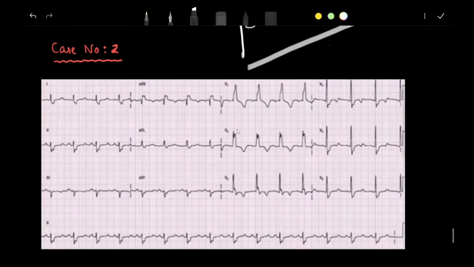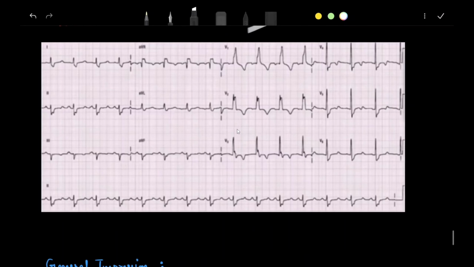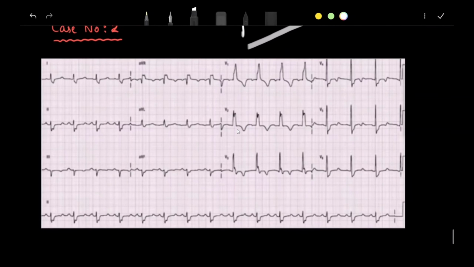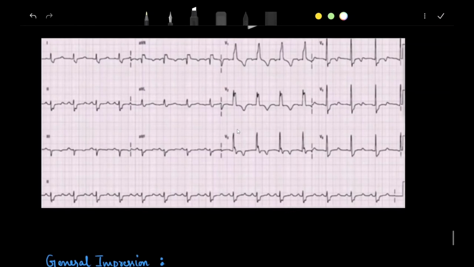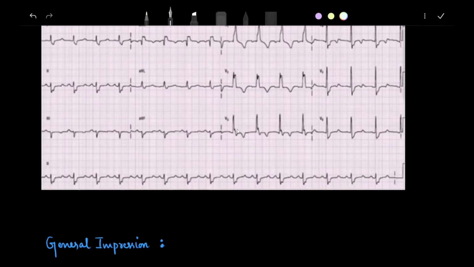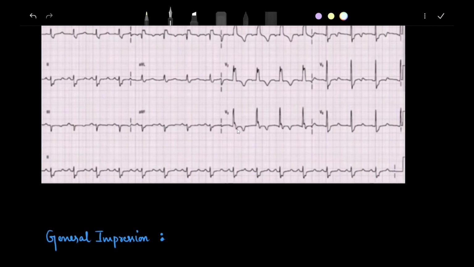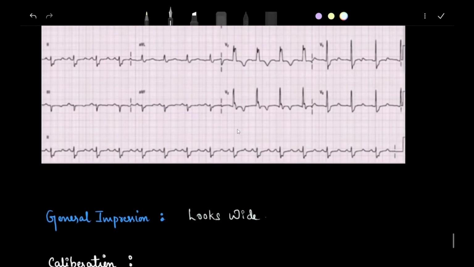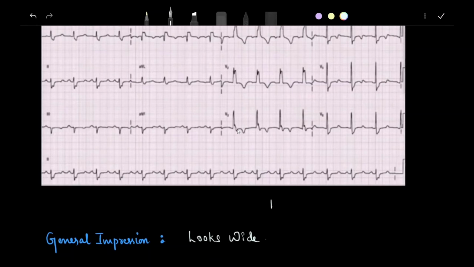Next, we look at the second case of ECG. In case number 2, we'll discuss this case. First, you see the general impression. You can easily make out that the QRS complexes are a bit wider in the chest leads, so it looks wide. Then you can check the rate of this ECG.